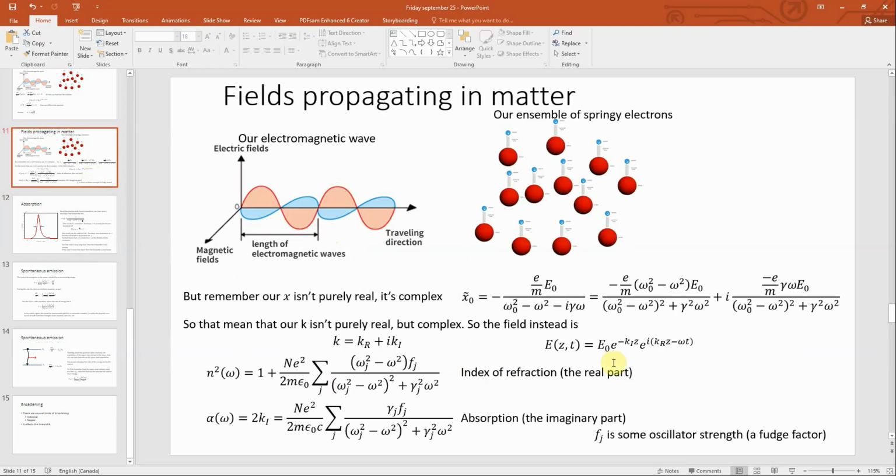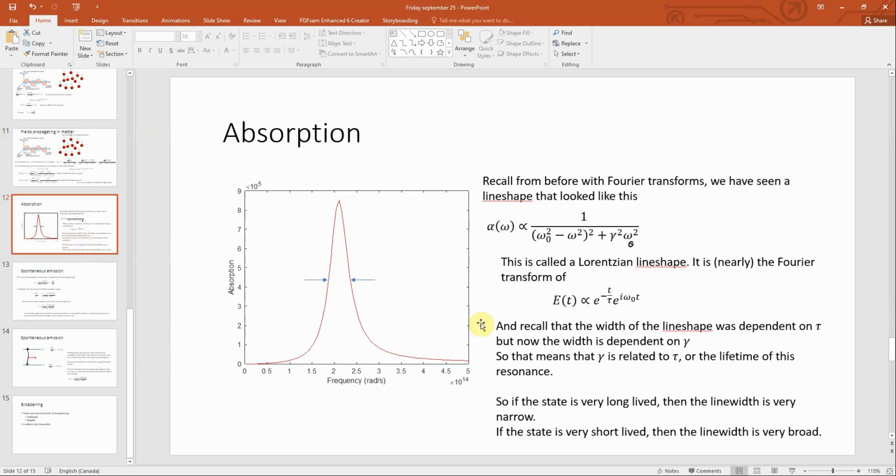But that's exactly what we saw here, that we end up having something that decays exponentially as this thing propagates through this material, and that's dictated by this absorption. So this absorption tells us how fast this light is being absorbed at this frequency. This is consistent because we understand this profile in time, we understand this profile in frequency, and they're related to one another, as you learned from the Fourier transforms.